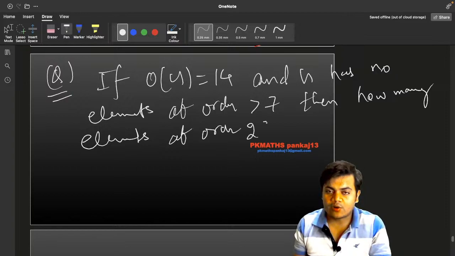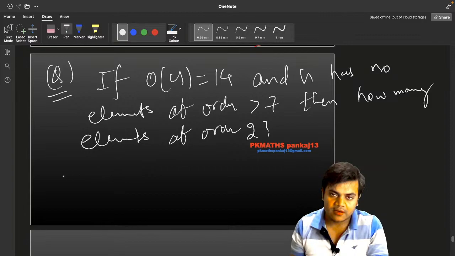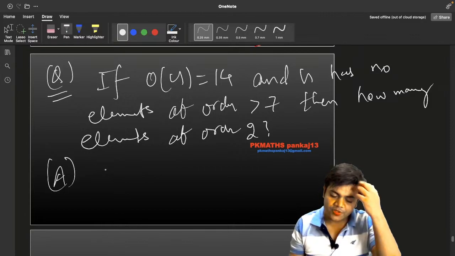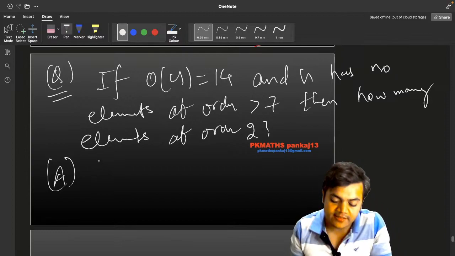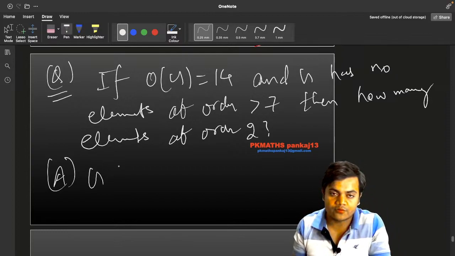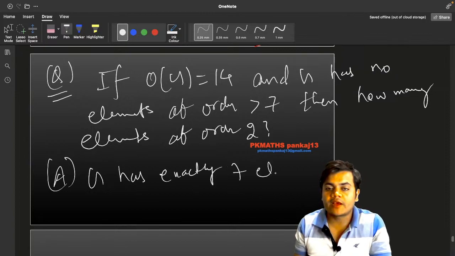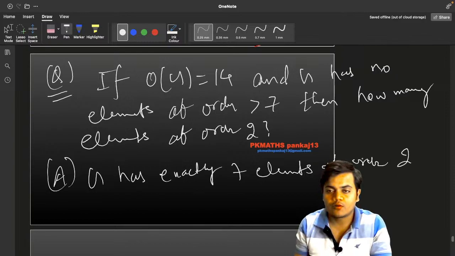Order 2. And also some properties related to these questions were given. In the first option it was given that G has exactly 7 elements of order 2.